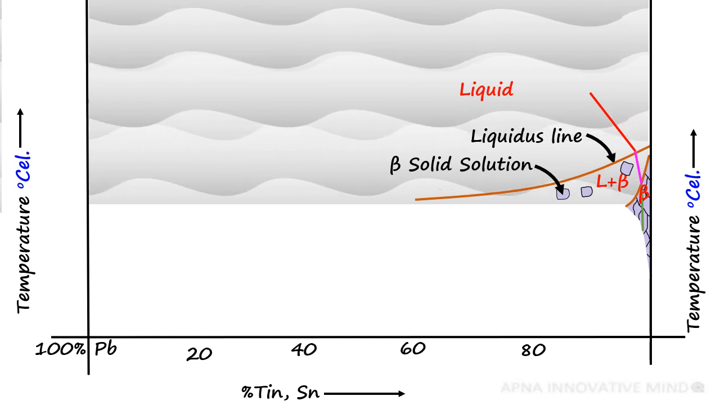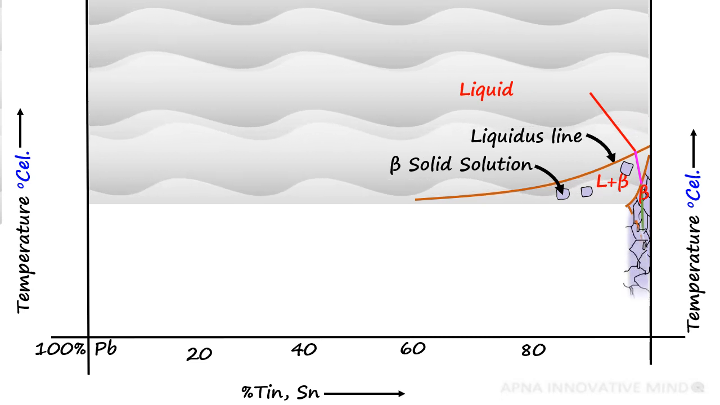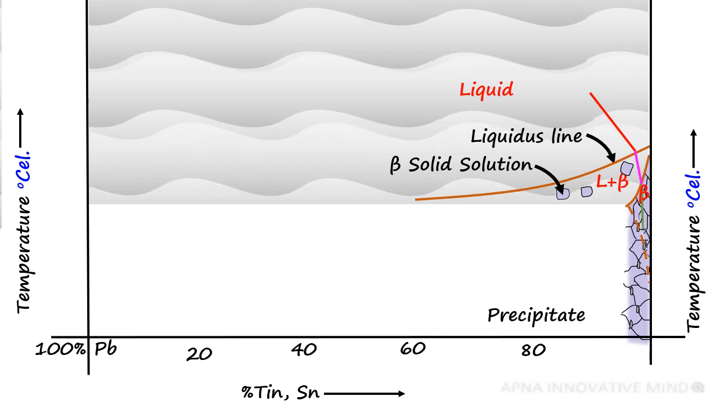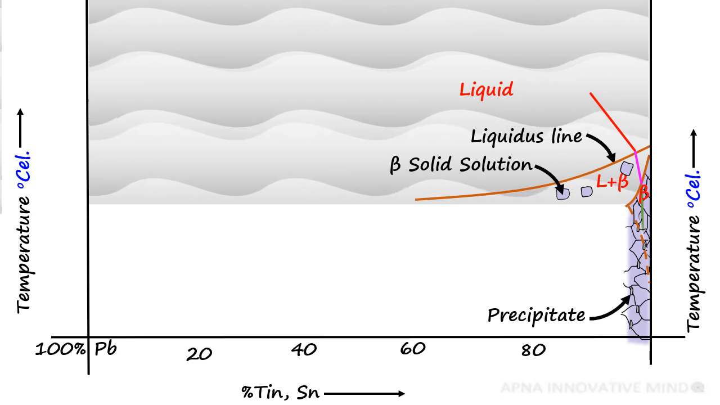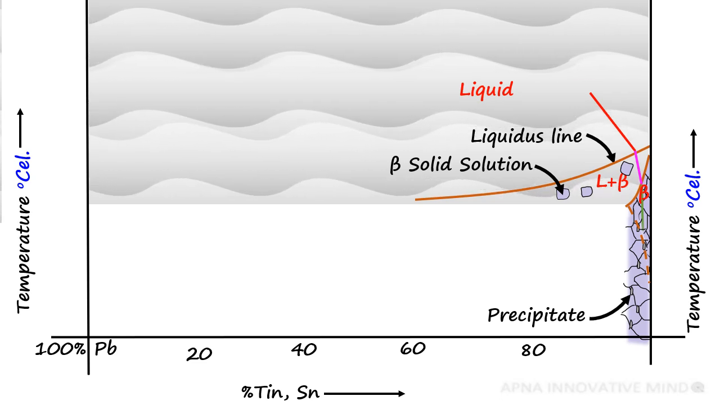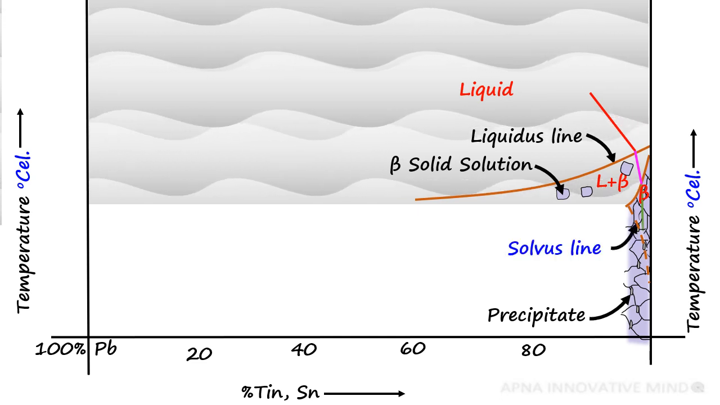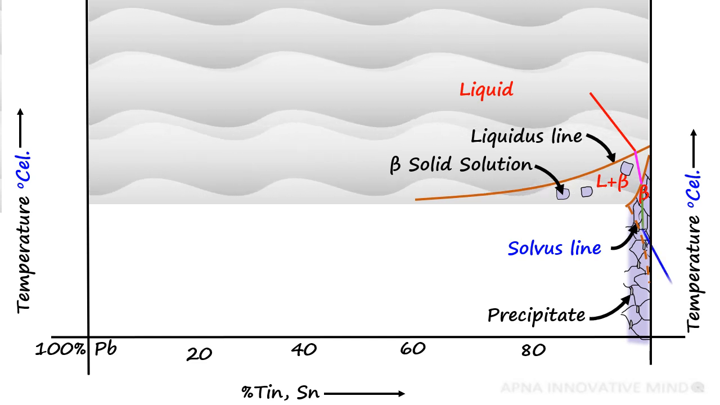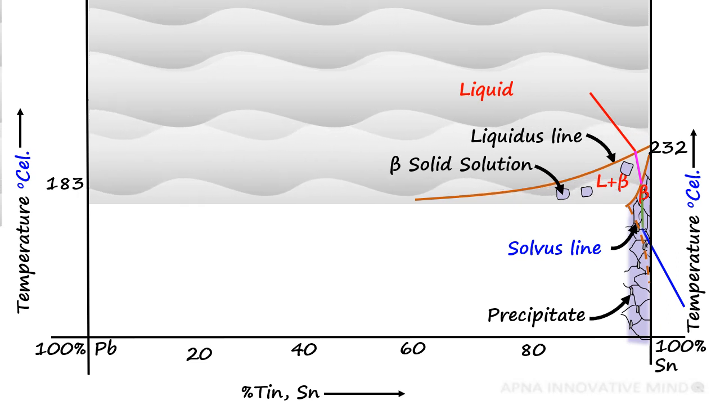On further cooling, as the temperature drops, the solubility of lead atoms in the alloy decreases, due to which lead atoms move out of the crystal lattices. This process is known as precipitation or segregation. Now we have beta solid solution and precipitates. The solvus line indicates the partition between beta and beta plus precipitates. As the temperature drops further, more and more lead atoms will precipitate.